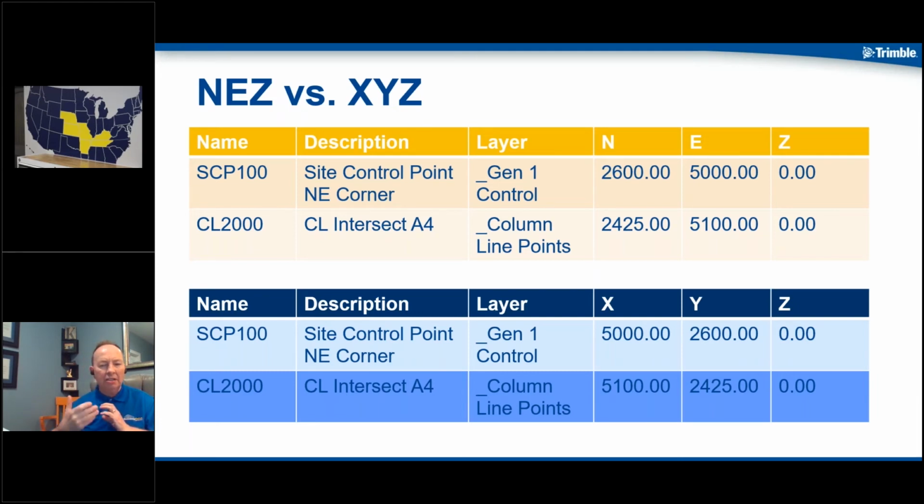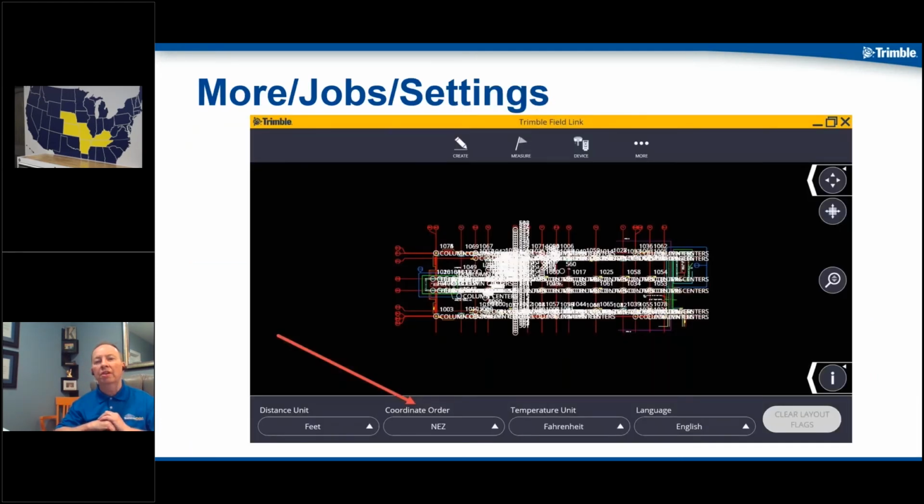That's all we're showing in this slide, is how N, E, Z corresponds to X, Y, Z. Just be cognizant, be aware of what coordinate you're working in, and we're going to be able to change that by going to more, going down to jobs, and go to settings, where we can also adjust our distance unit. But you see coordinate order right there. If we hit that little up arrow right there, we're going to be able to change that over to X, Y, Z, or select the coordinate order that we want to work in.